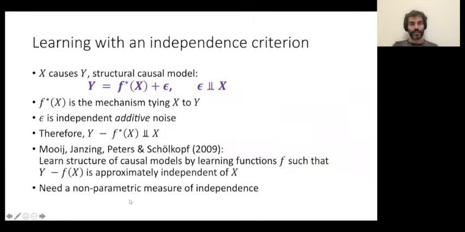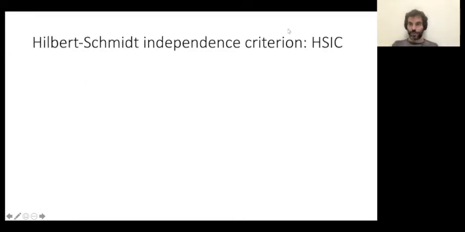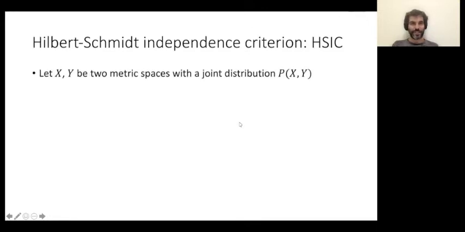But to do that, they needed a non-parametric measure of independence. They needed to somehow look at the independence between x and this residual, with a method that does not depend on some specific parametric specification of these distributions, because we usually do not know these specifications. And what they used is something called the Hilbert-Schmidt independence criterion, or HSIC. HSIC is actually quite cool, and we'll go into it for a bit, and I think it's of independent interest beyond the way we used it.